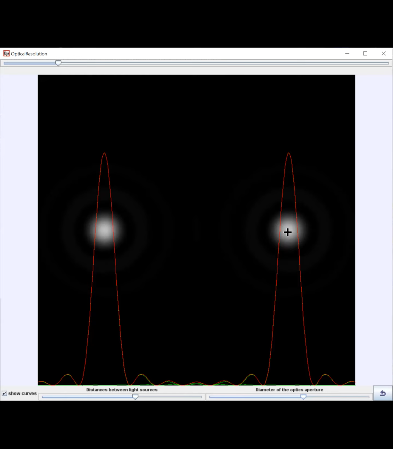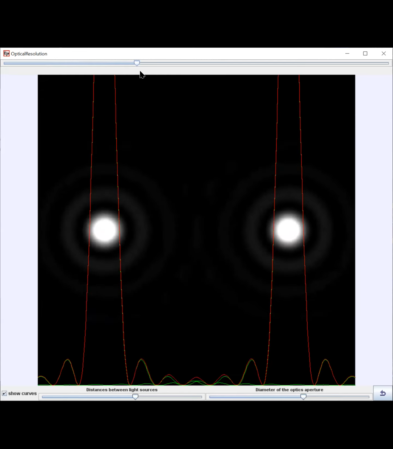It'd be the angular separation between this central maximum and this minimum here, or the angular separation down here. I hope you can see my cursor between this point and this point. So that's what's going on with these things.